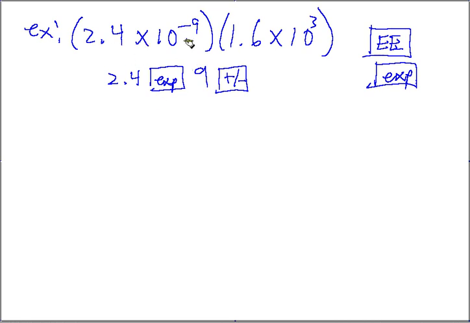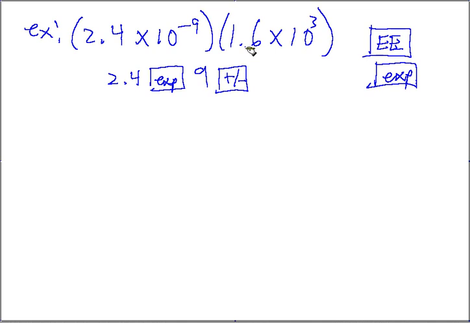So I'm multiplying these two numbers in scientific notation. There are 4 numbers to multiply here. Keep that in mind: 1, 2, 3, 4. Four different numbers. The first thing I'm going to do is multiply my a's. Multiply the 2.4 times the 1.6 first. Multiply the non-exponential numbers first. That's the 2.4 and the 1.6.